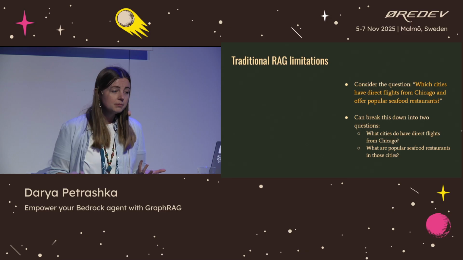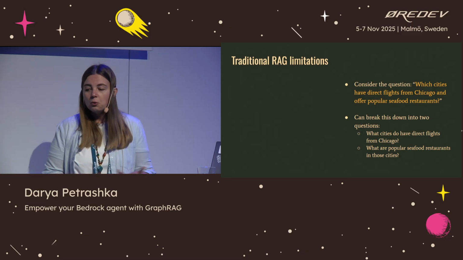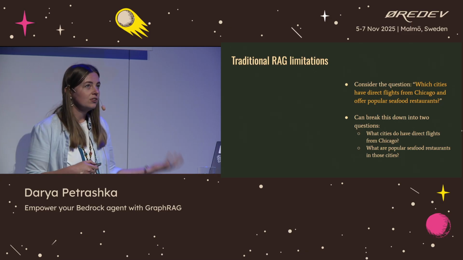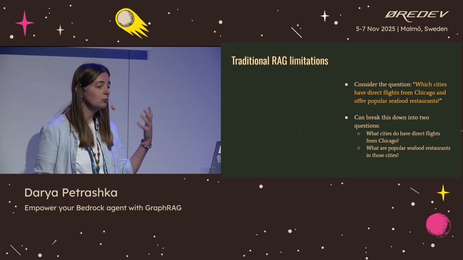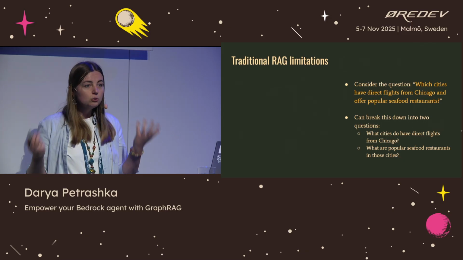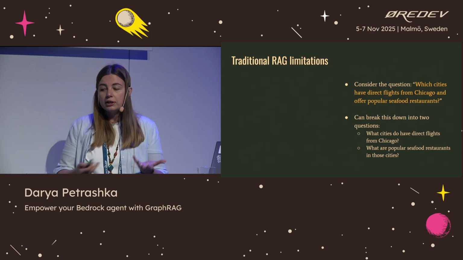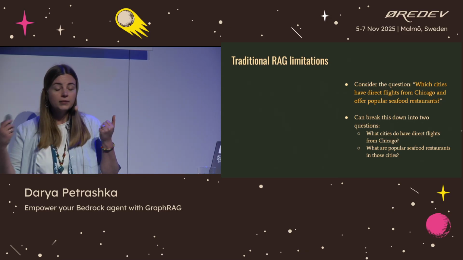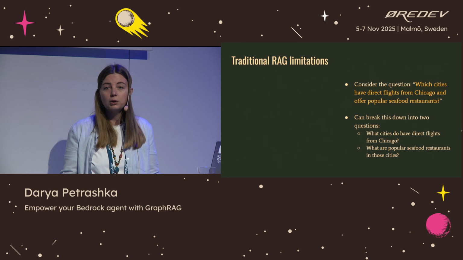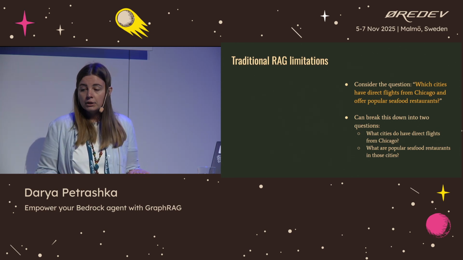So let's consider this touristic example. I want to know which cities have direct flights from Chicago with popular seafood restaurants. So basically there are two questions. The first one: what cities have direct flights from Chicago? And the second one: what are popular seafood restaurants in those cities?